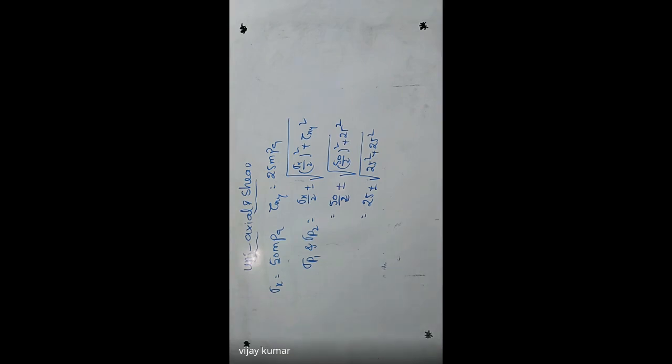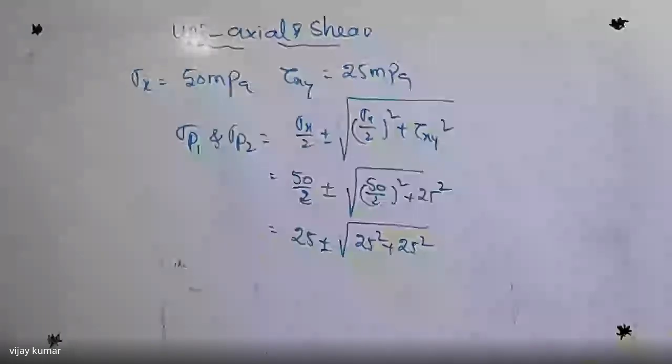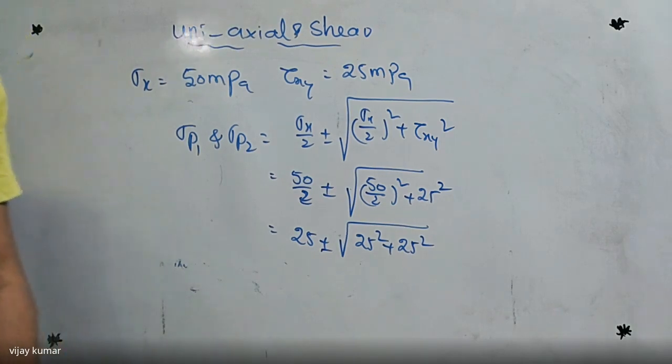Now here I'm going to explain how to calculate these same values by using the Mohr circle method. That is also named as the graphical method. Did you get my point or not? I'm going to explain how to calculate all these values by using the graphical method.